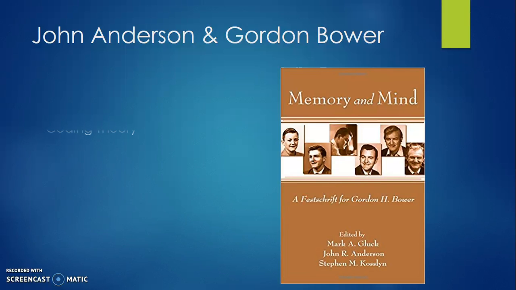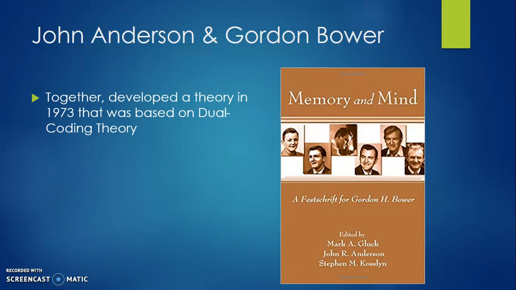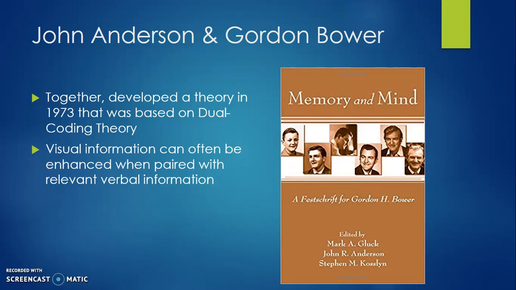The next two I grouped into one. That's John Anderson and Gordon Bower. Together they developed a theory in 1973 that was based on dual coding theory. And what they're basically trying to say is that visual information can often be enhanced when paired with relative verbal information. And how's that relevant today? Well, exactly what I'm doing right now and what many of our teachers have done in the past, or if you've given other presentations, is that you're basically using this multimedia presentation.